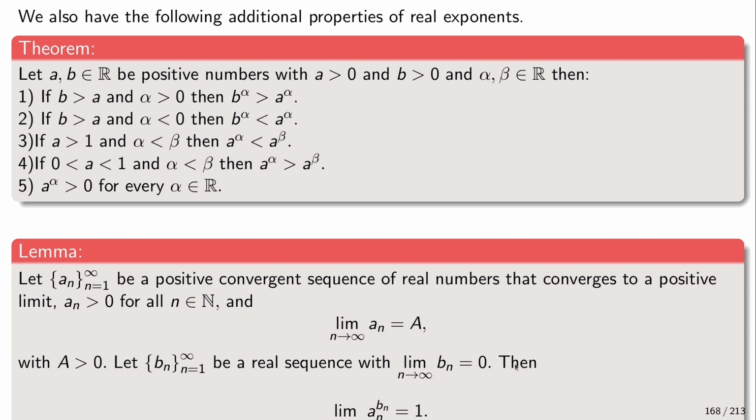Then what we have is that the limit of a_n to the power of b_n is 1. Okay, so this is nice. We're getting closer. Now note the difficulty level here, because now we have two sequences of real numbers, one to the exponent of the other.